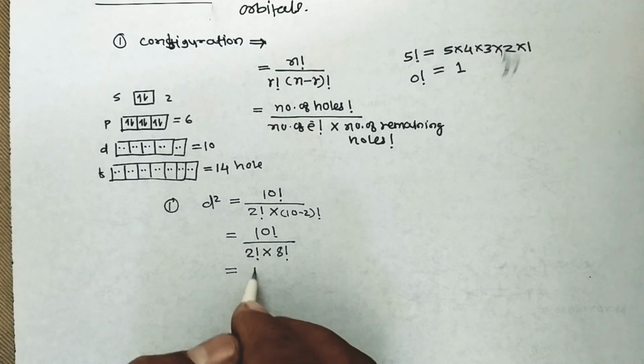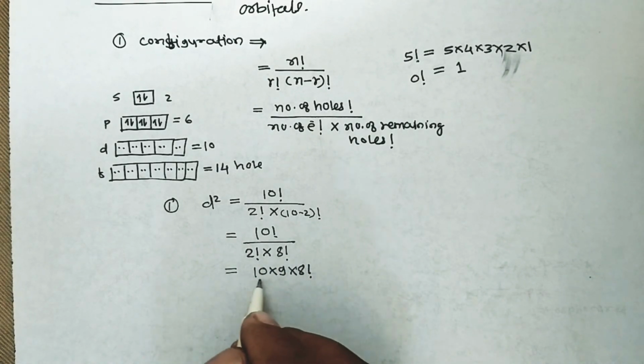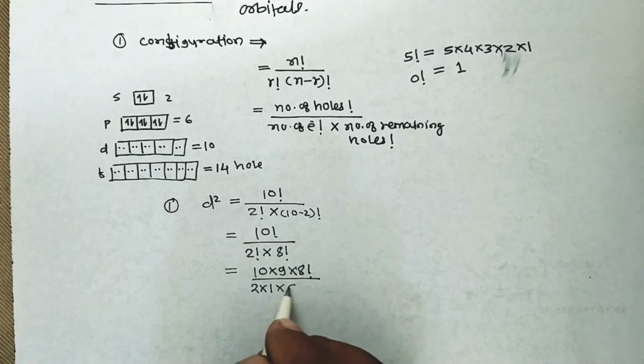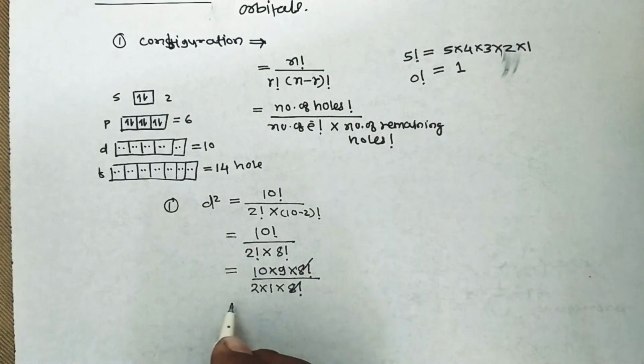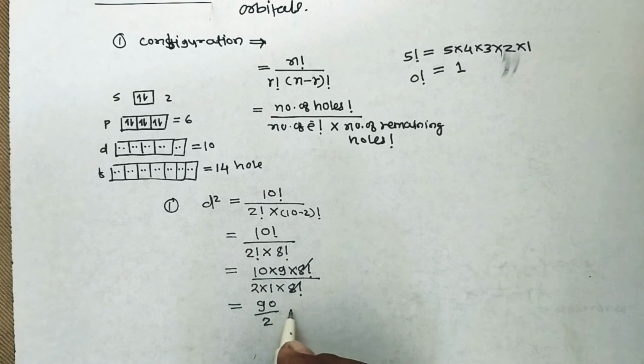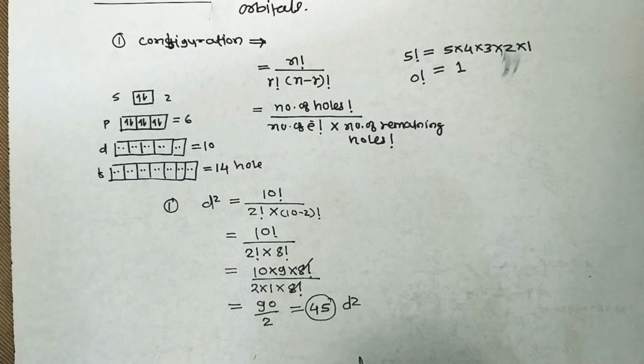If you solve this, 10 into 9 into 8 factorial, because 8 factorial is already there, upon 2 into 1 into 8 factorial. So 8 factorial and 8 factorial will be cancelled. The remaining value will be 10 into 9, 90, upon 2 into 1, 2. It comes out to be 45. Therefore for d2 configuration there are 45 microstates. It means that 2 electrons in d orbital can be placed in 45 ways. It is very simple.